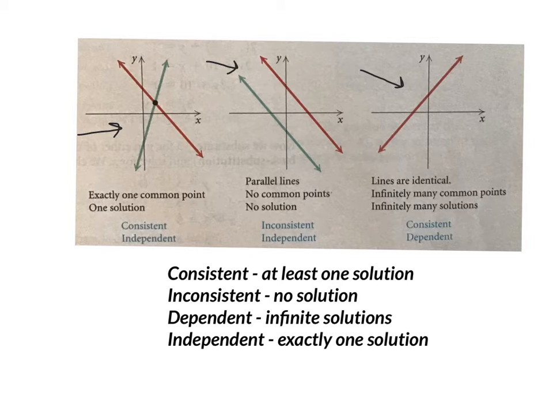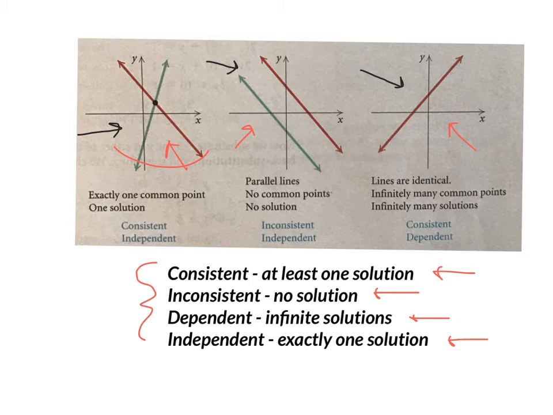Now, 4 words you got to know. This may be the hardest part of this lesson. You got to know these words, so make sure you write these down. Consistent means there's at least one solution, which means there may be one or maybe infinite. Inconsistent means there's no solutions whatsoever. That's parallel. Dependent means there's infinite. That was the last picture we saw right here. And independent means there's exactly one. So that's the first one we saw.